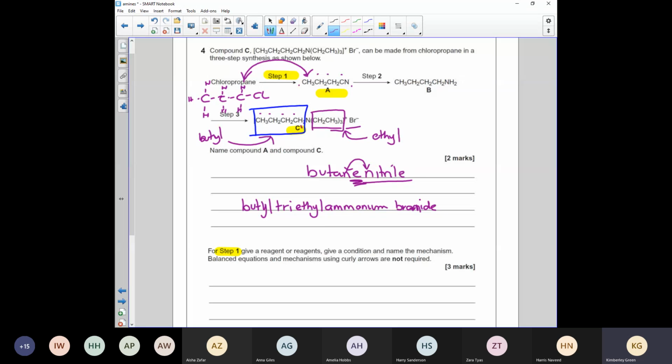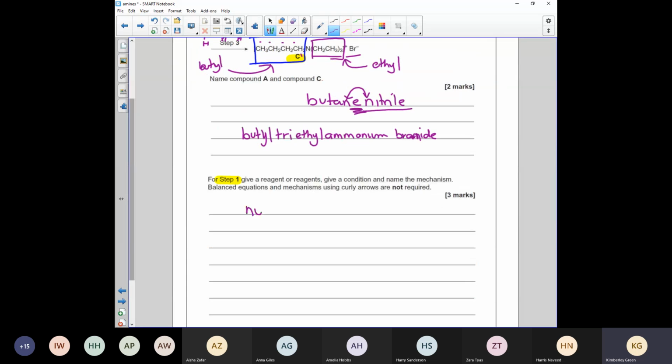So what's changing? I'm swapping chlorine for this. So again, nucleophilic substitution. Not addition-elimination, because I've not got any double-bonded oxygens in. Nucleophilic substitution.